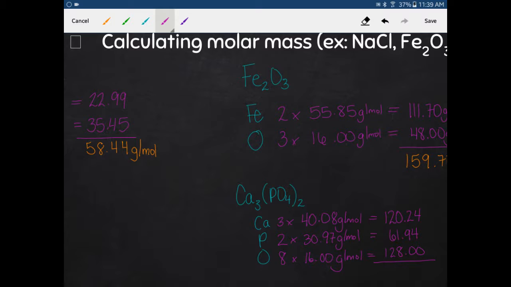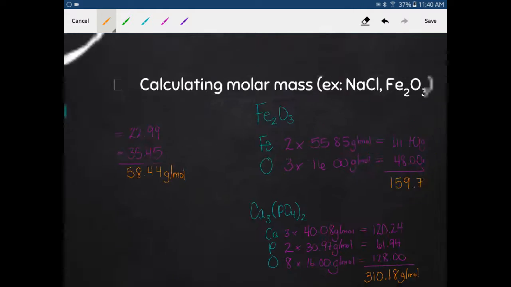Now when I add all of those up together, so I have 128 plus 61.94 plus 120.24, that gives me a value of 310.18 grams per mole. Again, I have to account for all atoms involved in this compound, and I have to multiply those values by how many atoms there are of each.